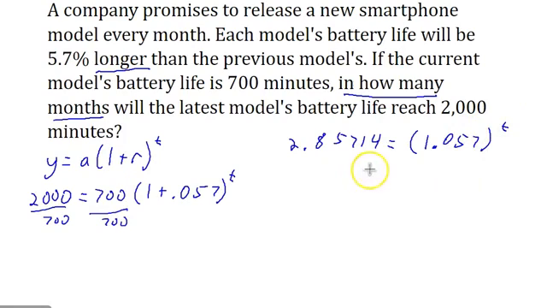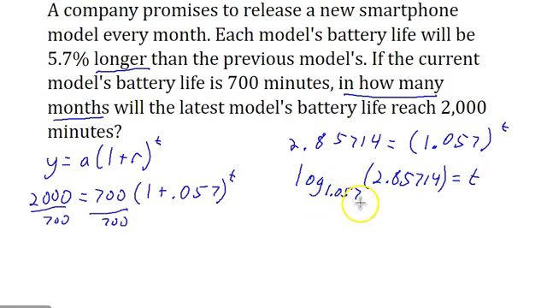Now we'll rewrite this exponential equation with logarithms. The base is 1.057, so it will also be the base of our logarithm of the number that is not an exponent, and the log equals the exponent.